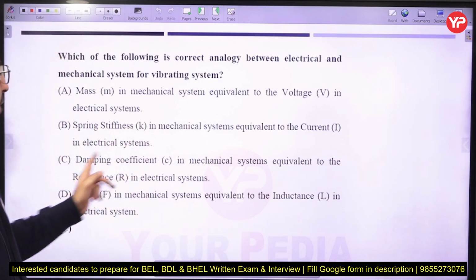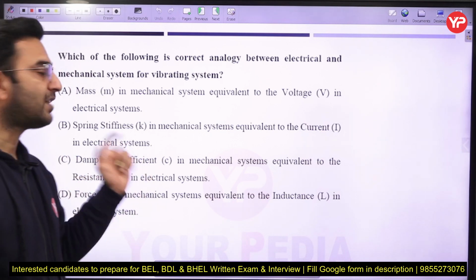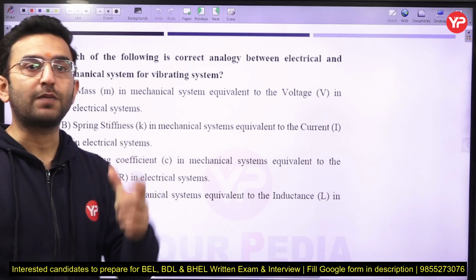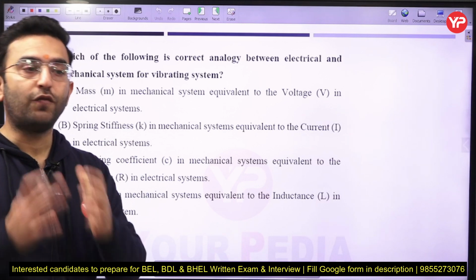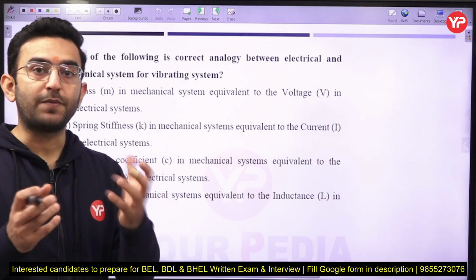Next point, damping coefficient C in the mechanical system is equivalent to the resistance in the electrical system. That is the correct statement, because the damping is basically representing the friction here, which is dissipating the energy of the vibrating system here, or I can say which is dissipating the vibrations here.